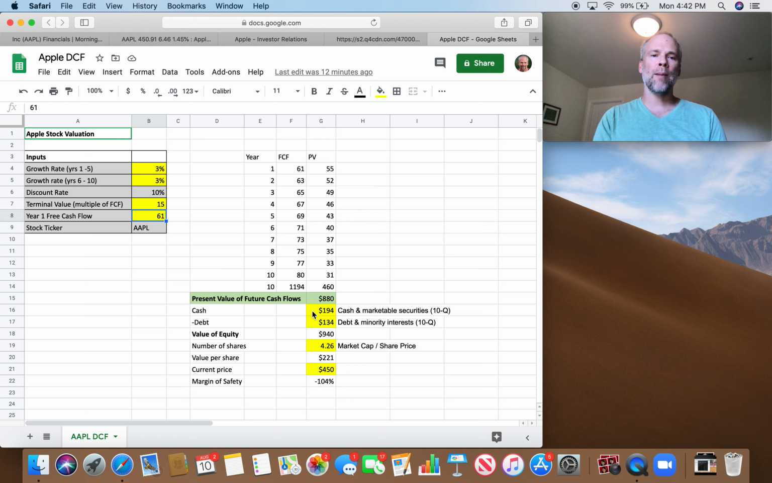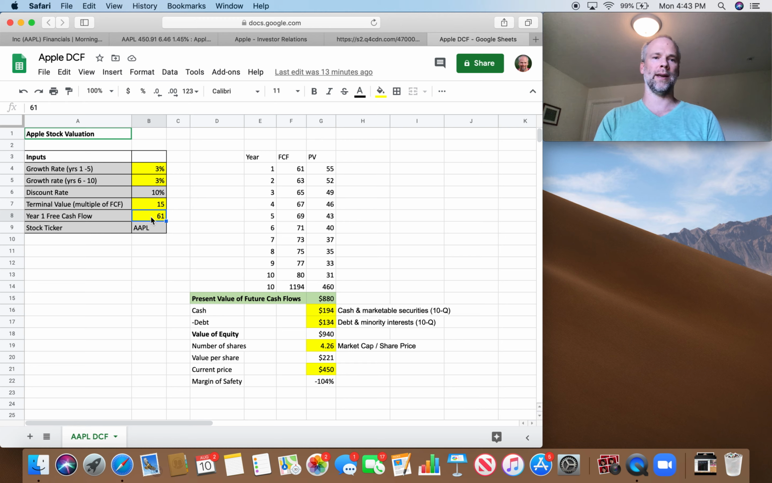So the information we need to know is what free cash flow we're starting with. We need to know how much cash the company has: cash, cash equivalents, and marketable securities. We need to know how much debt the company has. And then we can get our value of equity. We need to know the number of shares outstanding so we can convert that value of equity into the value per share, all right? So let's figure out how to get these numbers.